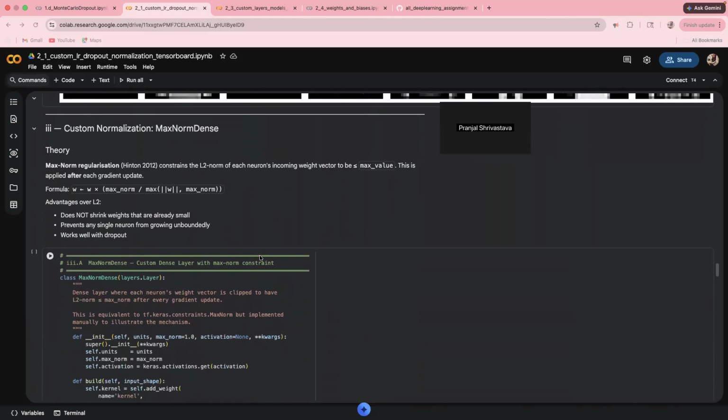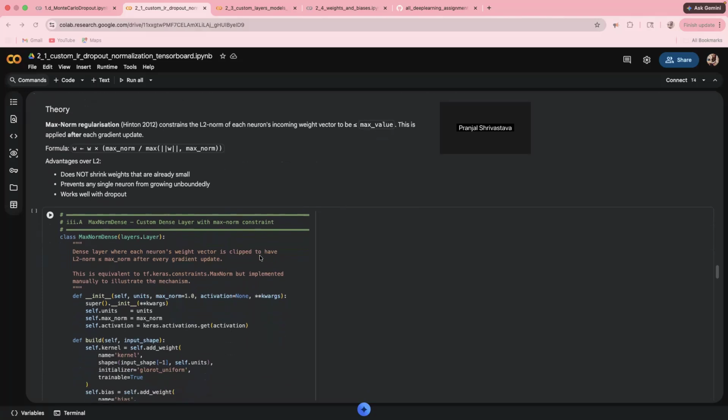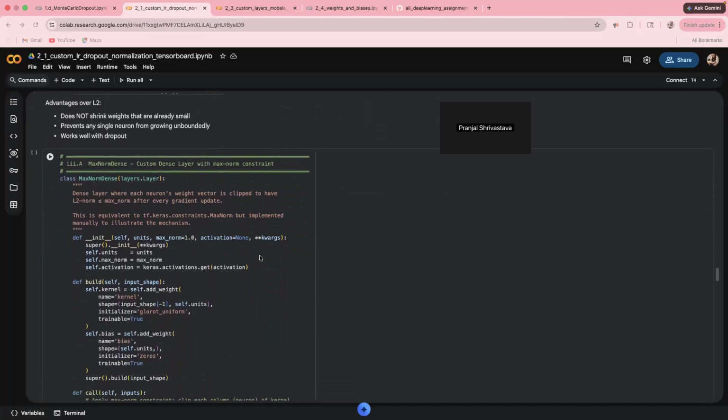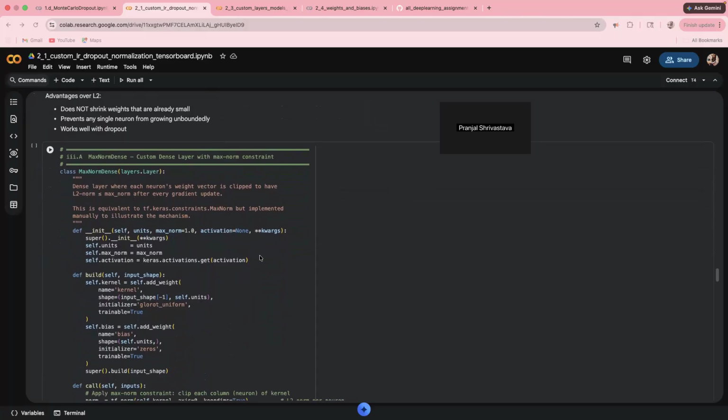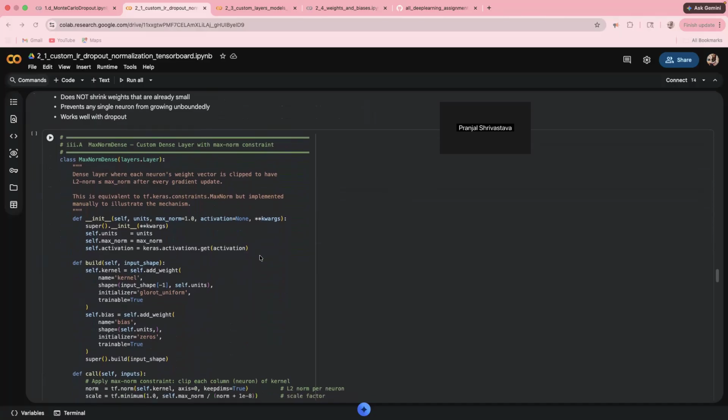Next, we have max norm dense. Max norm regularization, originally proposed by Hinton in 2012, constrains the L2 norm of each neuron's incoming weight vector to never exceed a maximum value. Crucially, unlike L2 weight decay, it does not shrink weights that are already small. It only clips weights that have grown too large.